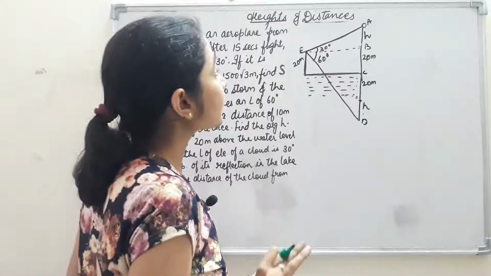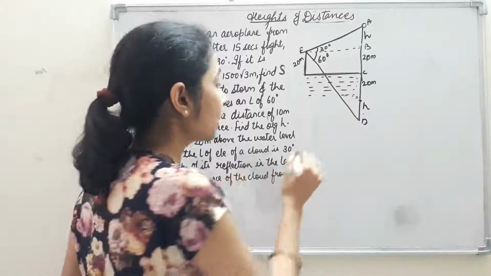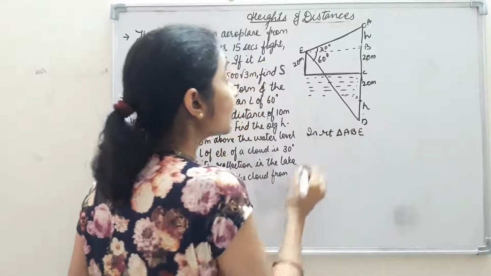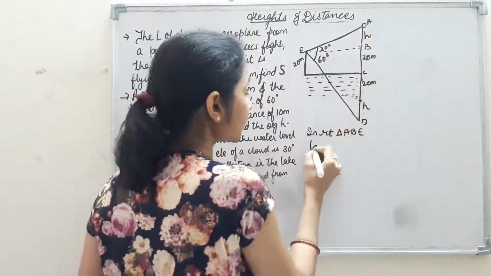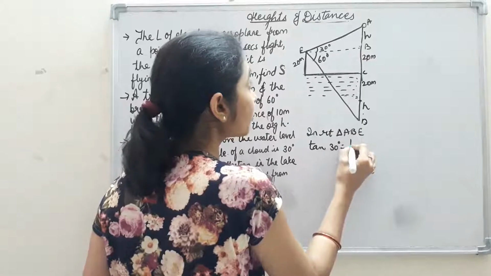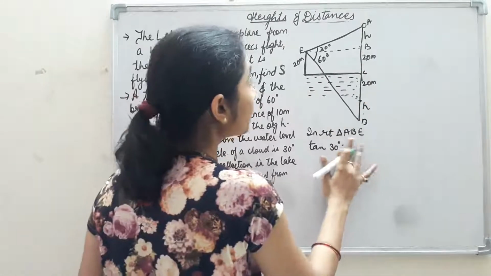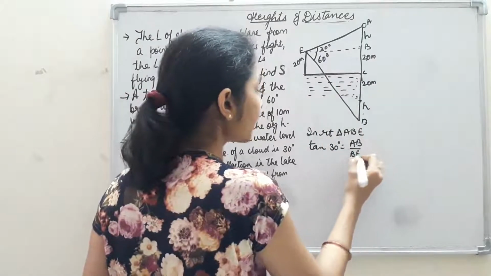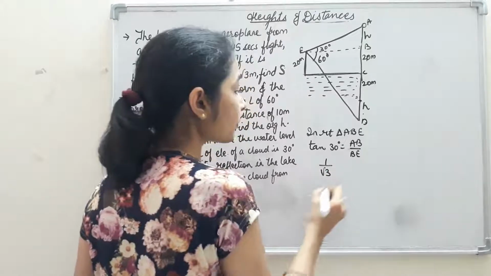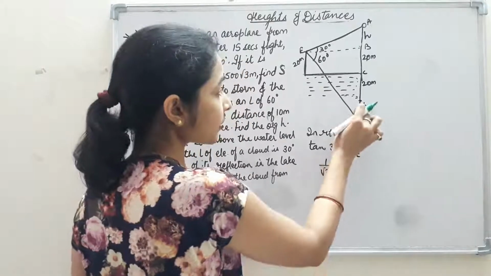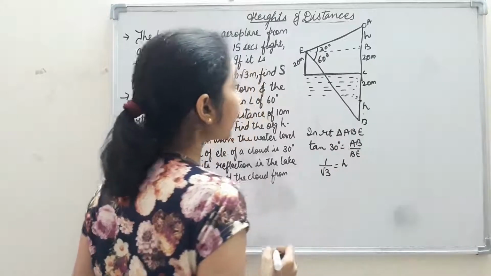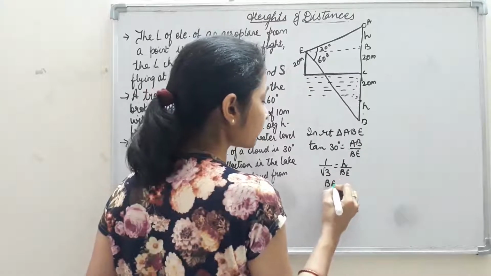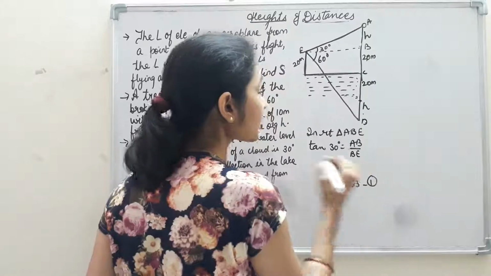Okay, so here starting with triangle ABE. In right triangle ABE, tan 30 degree is equal to height upon distance, that is AB upon BE. Tan 30 is equal to 1 upon root 3. So 1 upon root 3 is equal to AB, which we have supposed as H, upon BE. So here BE is equal to H root 3. Let this be equation number 1.